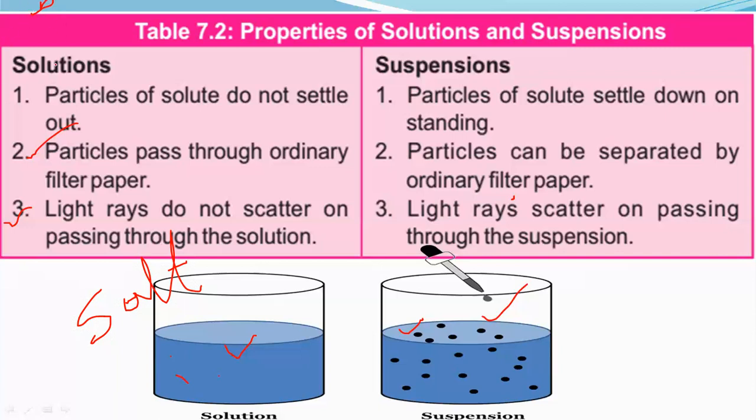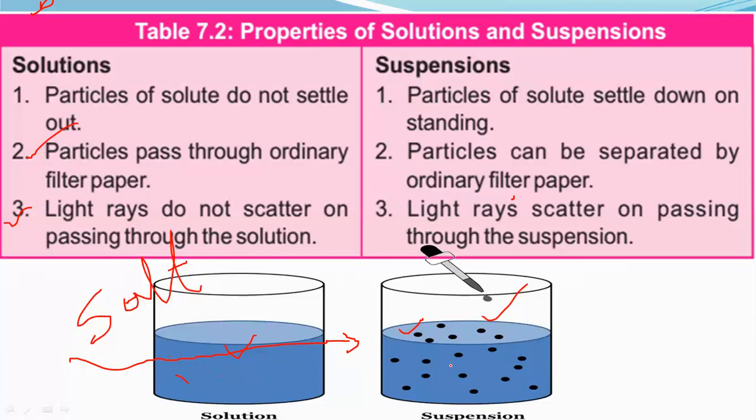So how do the light rays not scatter? When the light rays pass through it, they just travel straight and go through to the other side. Because water is a transparent substance, we can see through to the other side, and the light rays just go straight, they are not scattered.